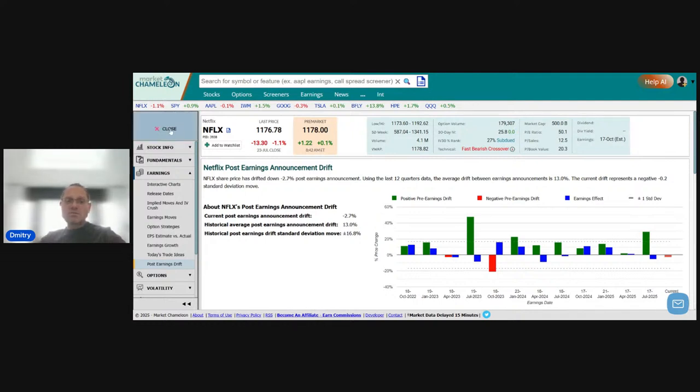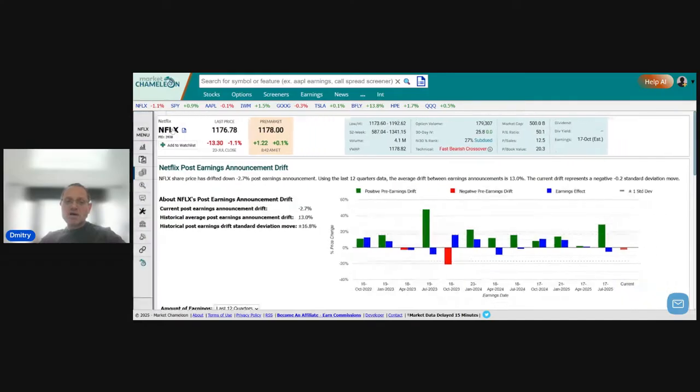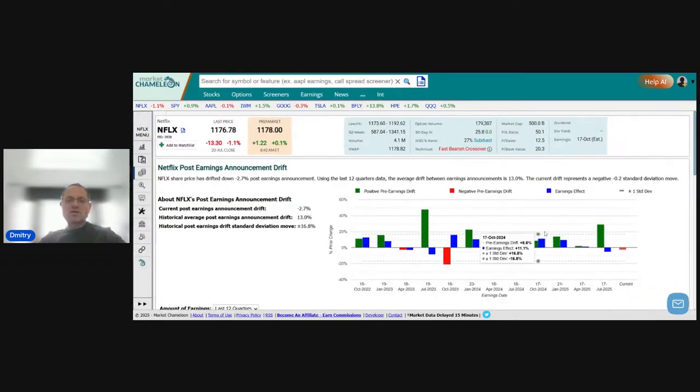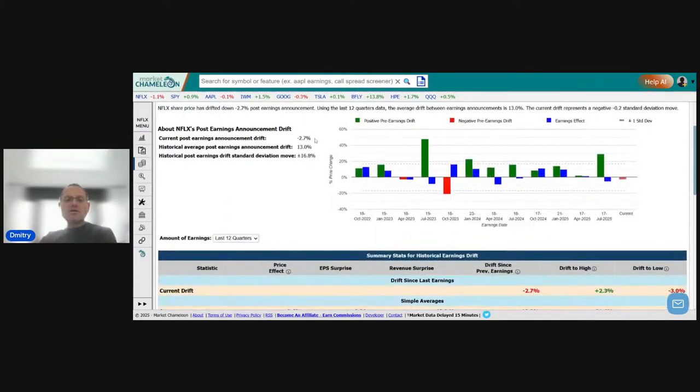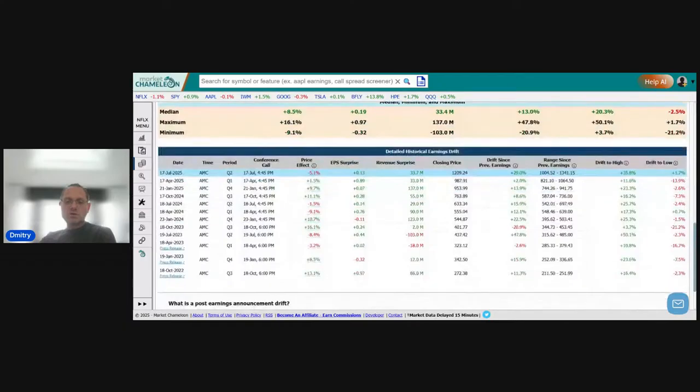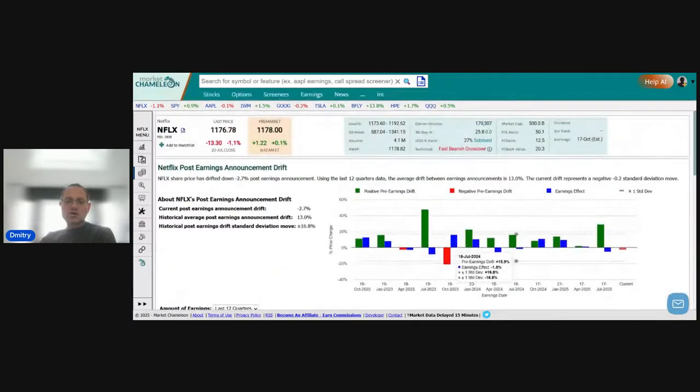I'm going to click on this menu to minimize it and expand our screen. And up here, we have some summary statistics. We have a graph here, and then we have a data table below of those post earnings drift. And here, really quickly, I'm just going to go over some of these data elements.